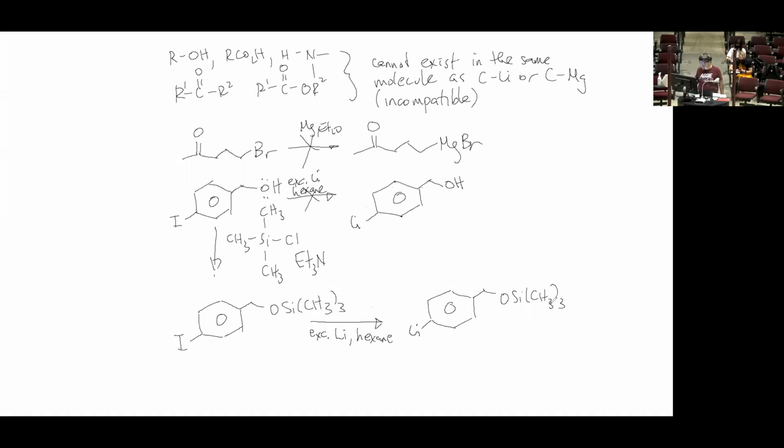So we'll take at least two equivalents of lithium metal. This is Li. Let me try that again. In hexane or pentane or diethyl ether or whatever solvent you like. And now we can actually get that organolithium reagent. This compound now can exist. We've taken away the incompatible functional group. And so that now is a thing. That's a compound that can exist.